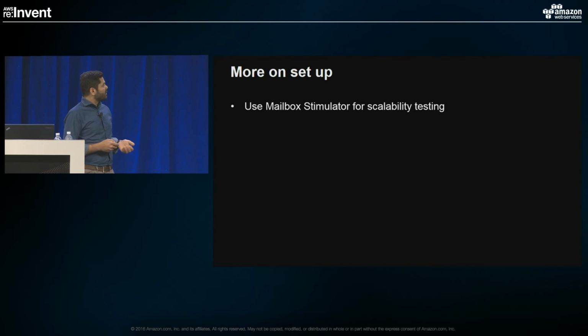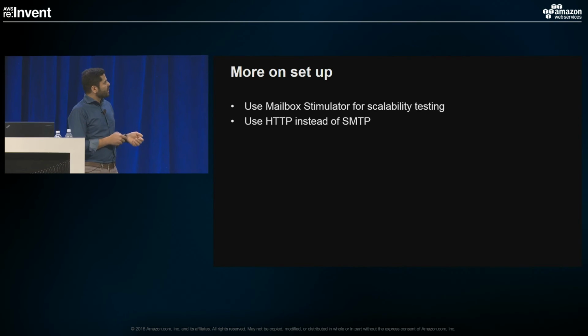Number one is the mailbox simulator. That's an underrated feature in SES. We have a mailbox simulator that will enable you to test your email sending and make sure that you are scaled up to send emails. And we also ask you to use HTTP instead of SMTP, because SMTP is a very chatty protocol. If you want to send one mail, you need multiple handshakes back and forth. But if you use HTTP, it's one response for one email sent. And you can also send in parallel.